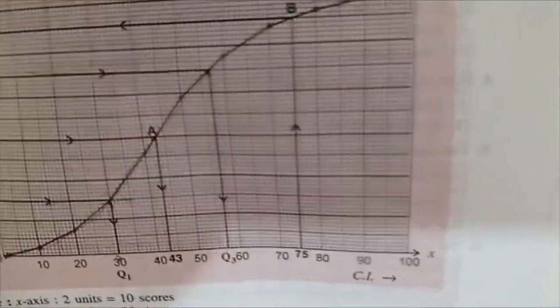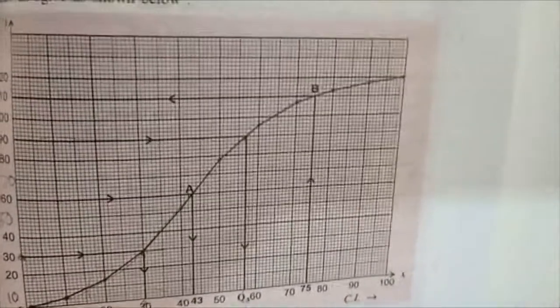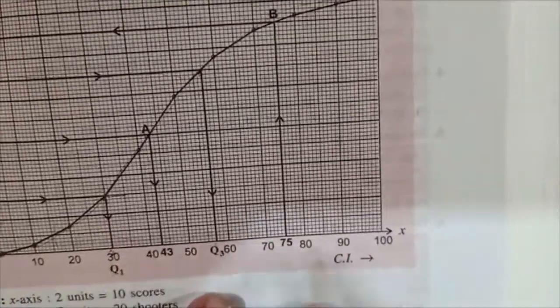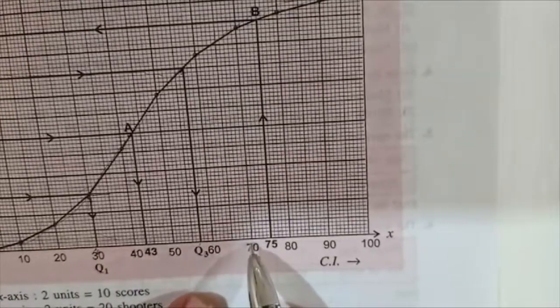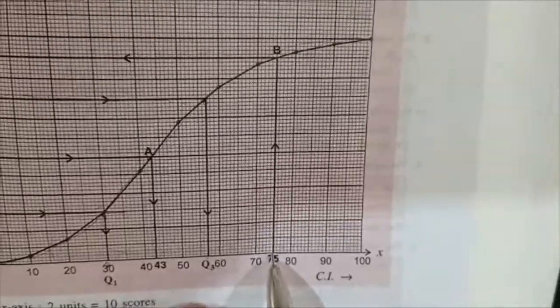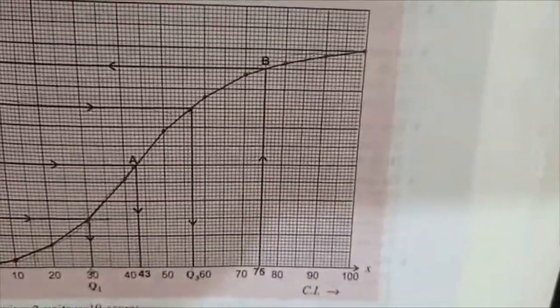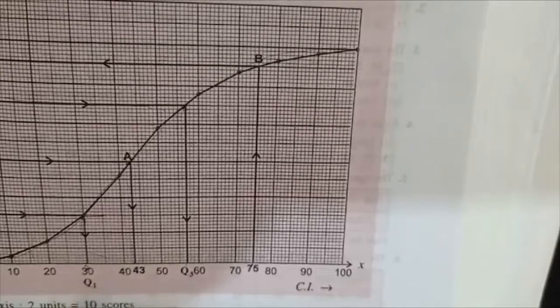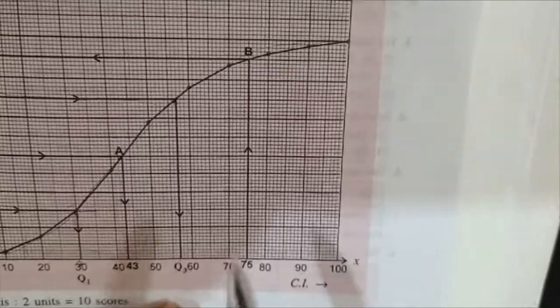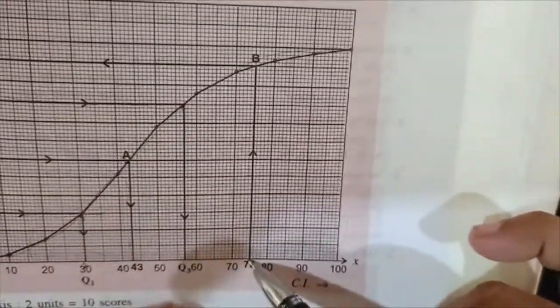Then one more part in this question. Read the last part. The number of shooters who obtain more than 75%. Here the values are percentages. Therefore, in between 70 and 80, you can mark 75. On the x-axis, not on the y-axis. For the last part or a question like that, you mark the points on the x-axis. On the x-axis, mark the point 75.